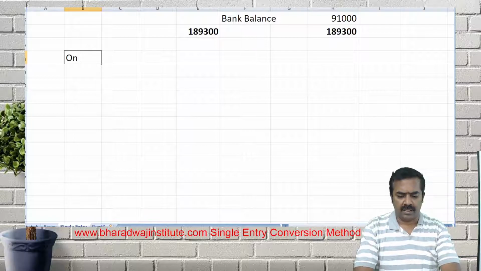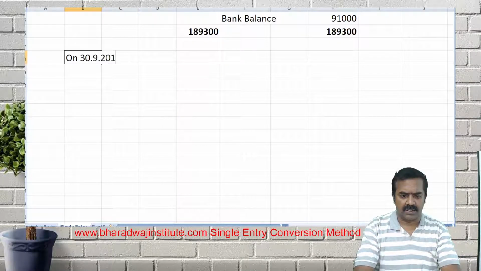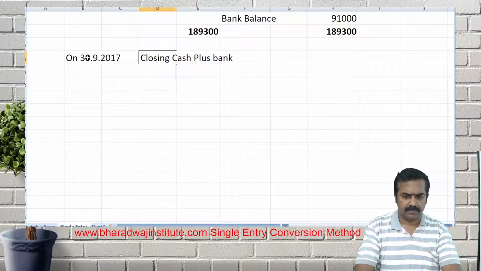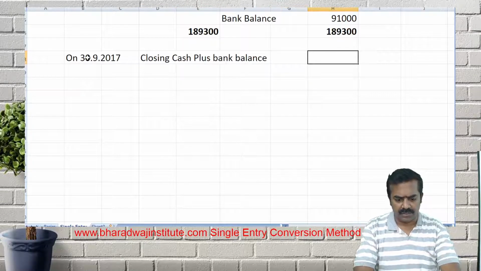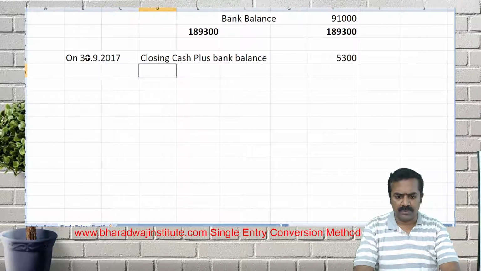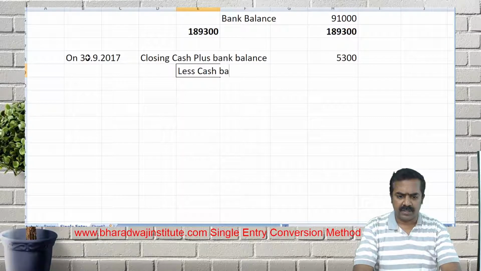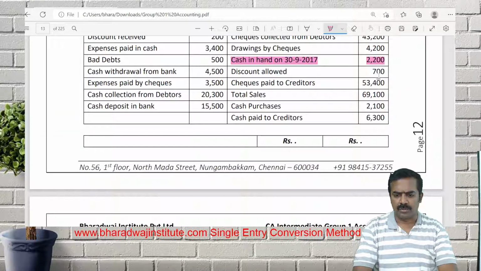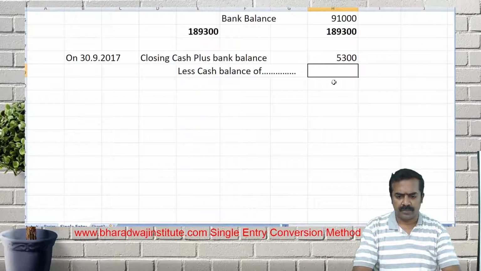On 31 March 2017, what is the closing cash plus bank balance? 5,300. This will include which balance? Cash balance of how much? 2,200 is included in this.